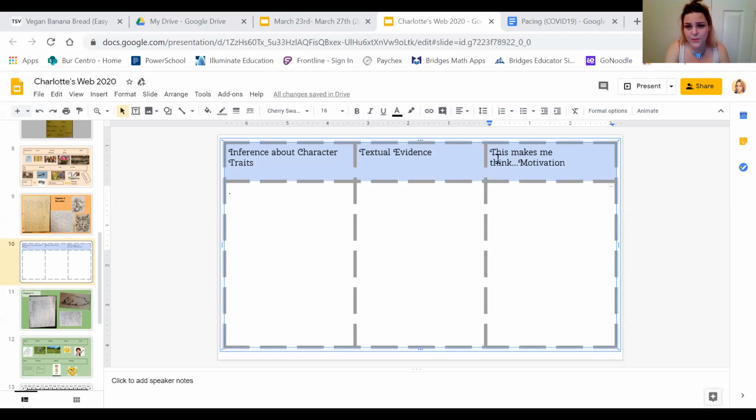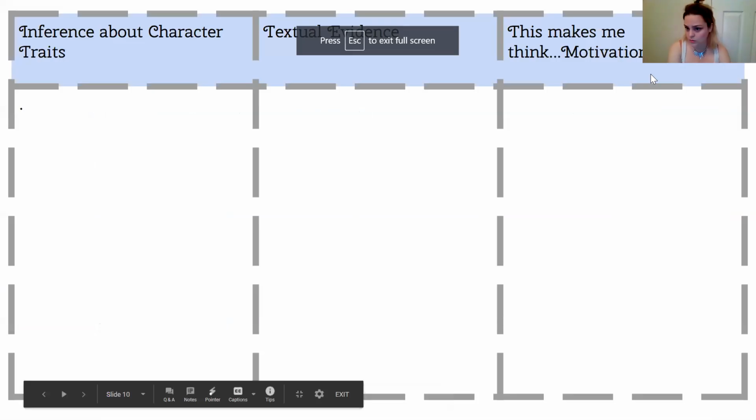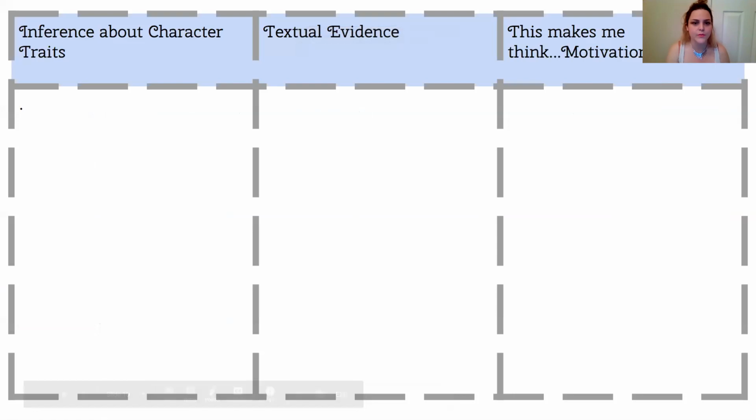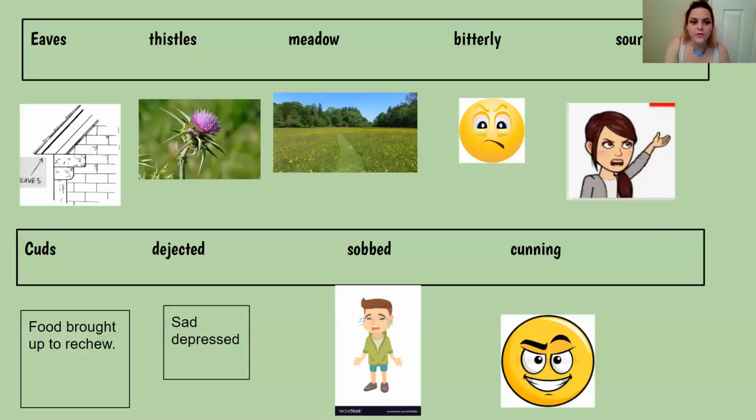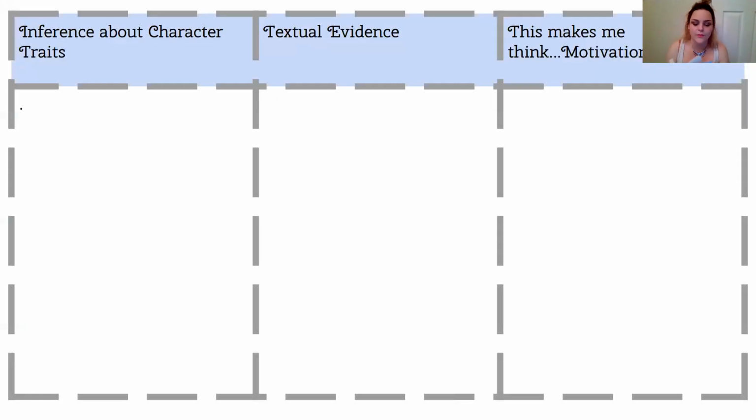And then I don't have it up at the top, but I would really like for you guys to write down chapter 4. I don't have space on mine, but just write chapter 4 up at the top. And then our triple T chart: inference about character traits, textual evidence, and then this makes me think about motivation. So do that now. And then that means you're back, and I'm going to be reading. So I'm going to read from chapter 4, and as I'm reading, I am going to stop once in a while to go over some of the vocabulary words that we're hearing in the story. Okay? And here we go, chapter 4.